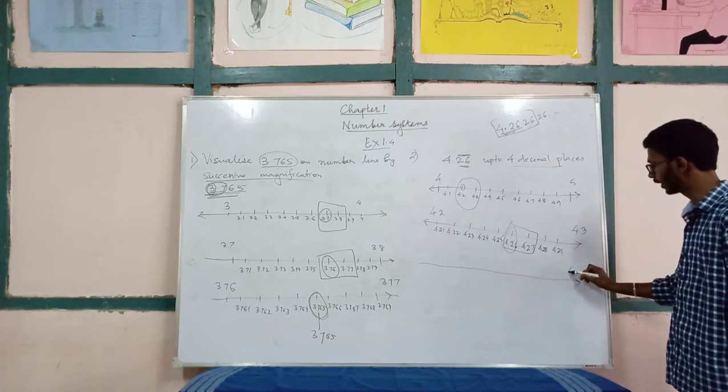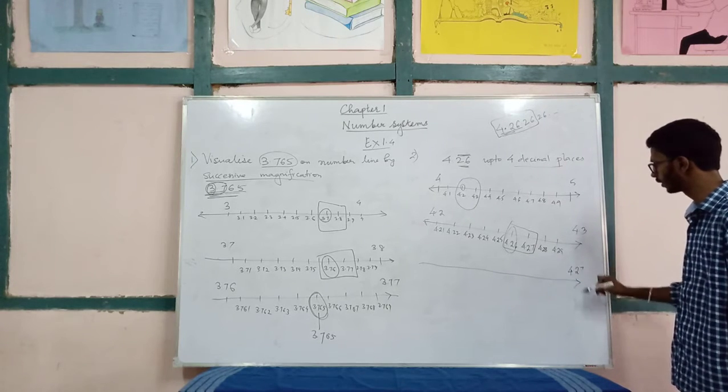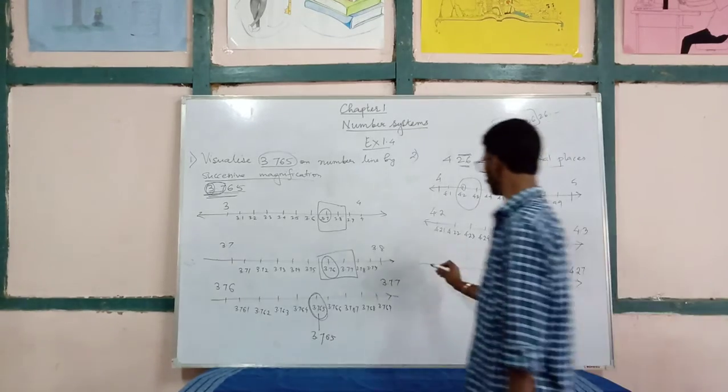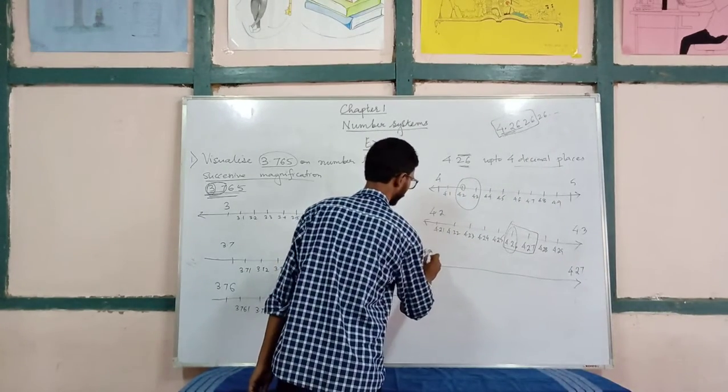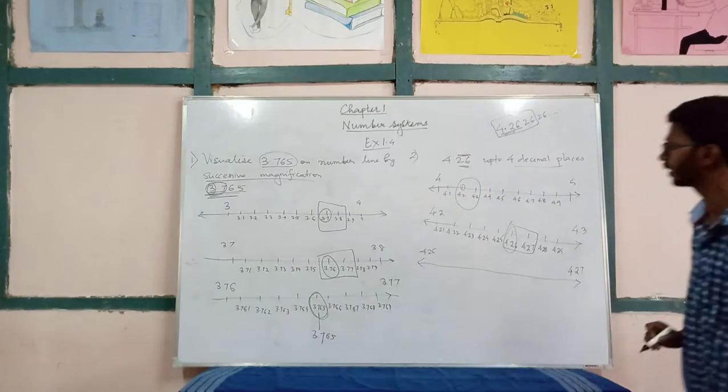At one end we have to write 4.26, and the other end will be 4.27. Let's magnify between these two decimal numbers.